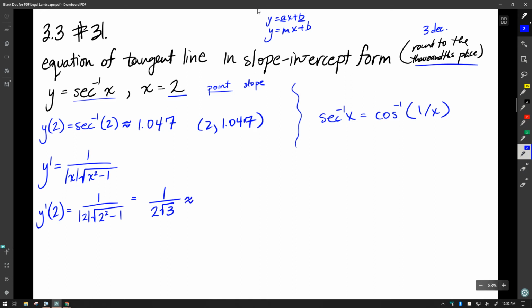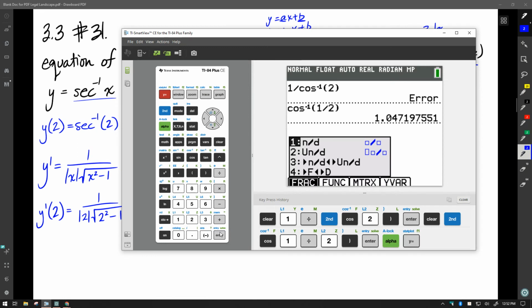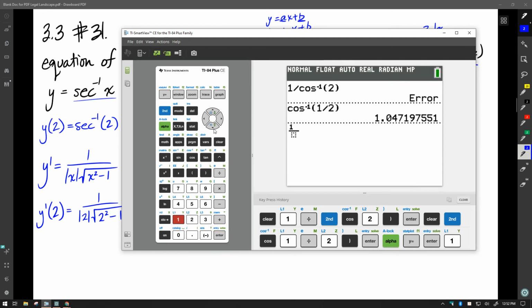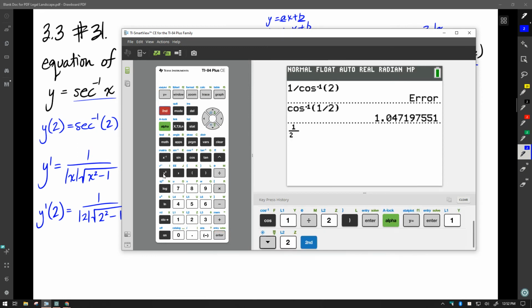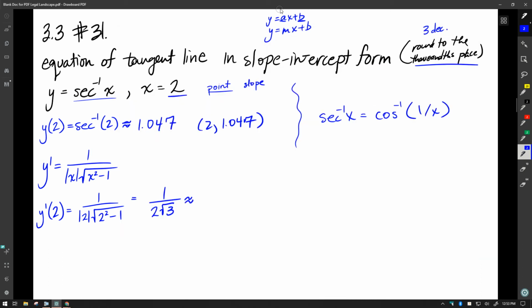So again, we're rounding to the thousandths place. So in decimal form, let's go to the calculator and bring up a fraction. And we want 1 over 2 times the square root of 3. And in decimal form, we're looking at about 0.289. So now we have the slope as well.